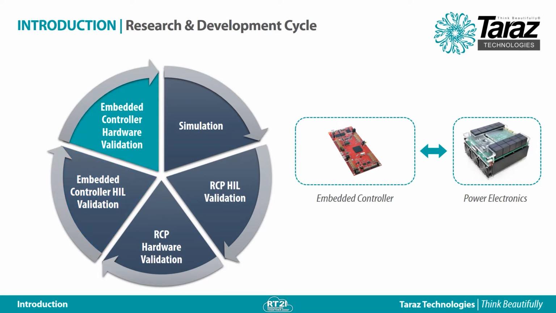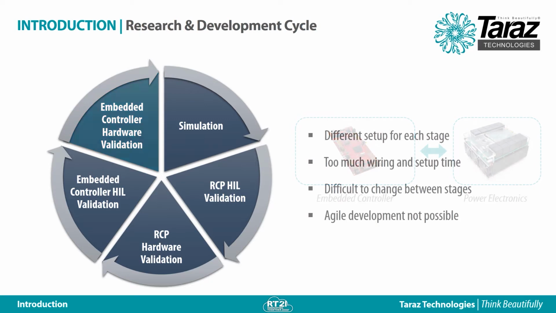Once the embedded controller HIL validation is done too, we would like to test it with the power electronics hardware to make sure our embedded controller is stable with the hardware nonlinearities as well. Whenever we discover a new issue, we may want to go back to the previous stage to solve it. This, however, may not be easy. Each stage has a different setup and wiring, and it takes a lot of time to change the setup.